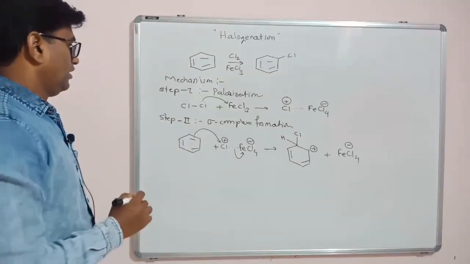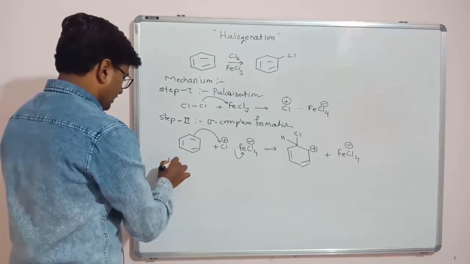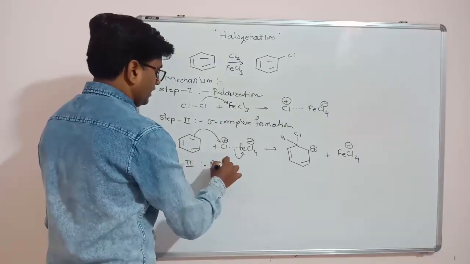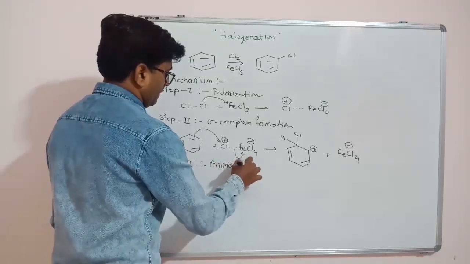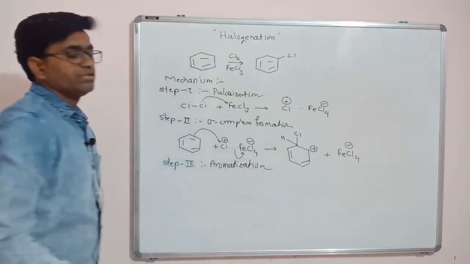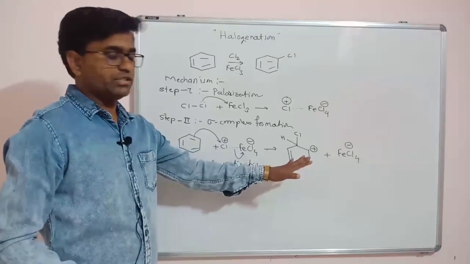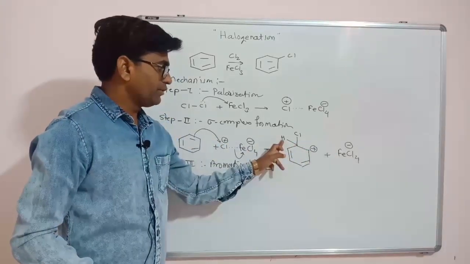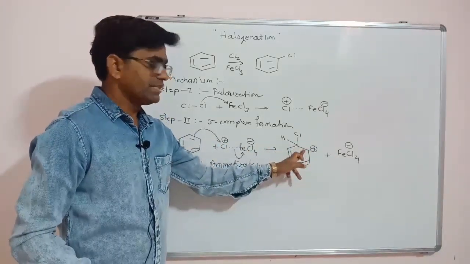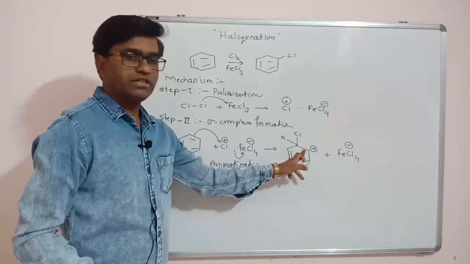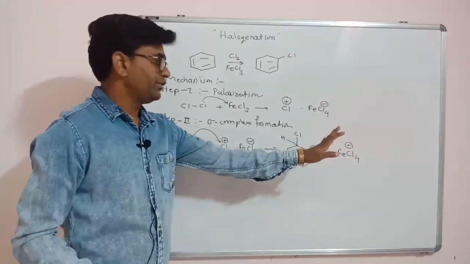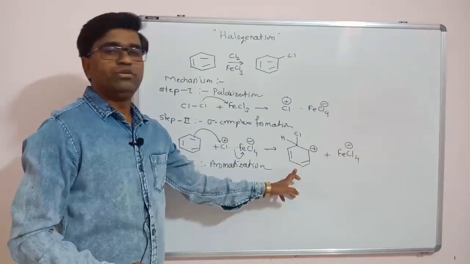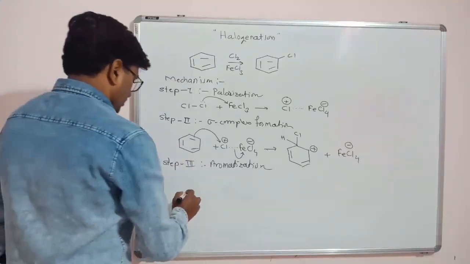The third step is aromatization. In this case, whatever sigma complex is formed in the reaction, a base will abstract this proton, the sigma bonding electrons go inside the ring, this single bond is converted to a double bond, and the positive charge will be neutralized. So the non-aromatic sigma complex is converted to the aromatic halobenzene. Now we'll see the mechanism.